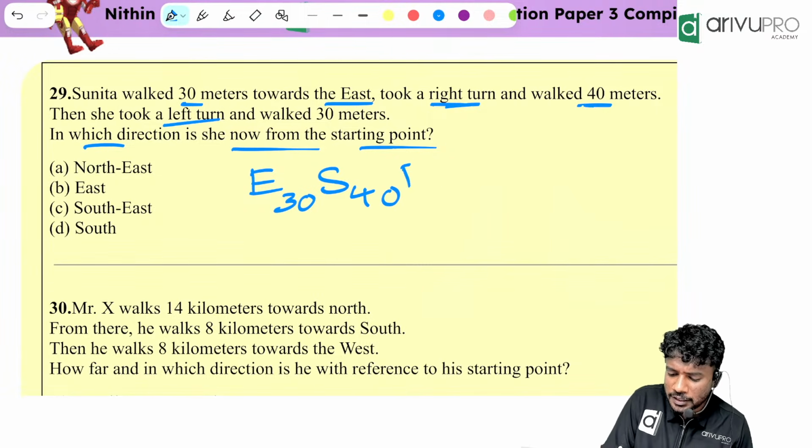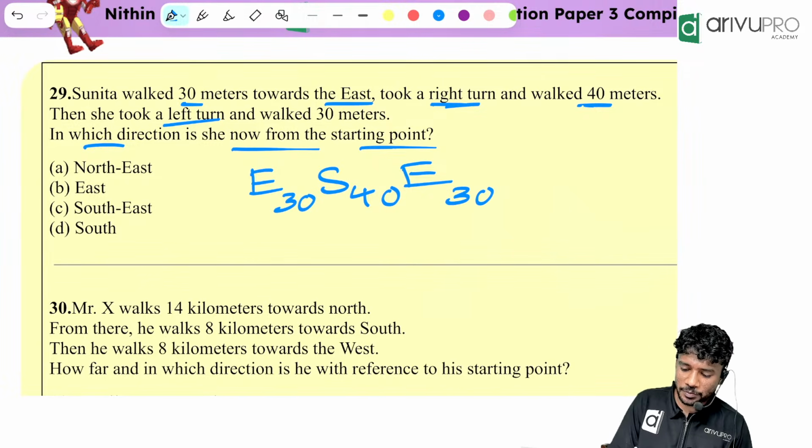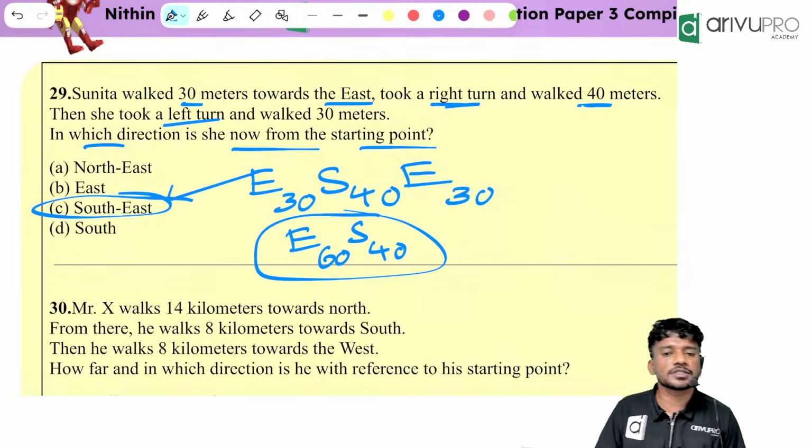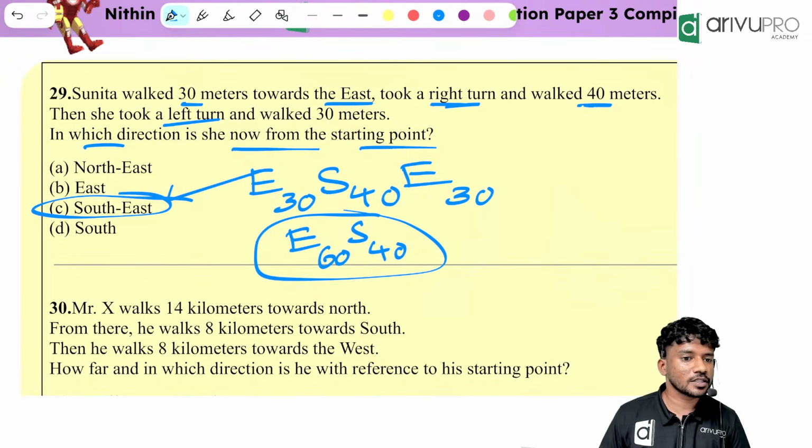Took a left turn. Left of east, south is what, people? East. How many meter? 30 meter. What is remaining? East 60 is remaining. South 40 is remaining. Southeast or east south, which option is the answer, people? Option C is the answer.